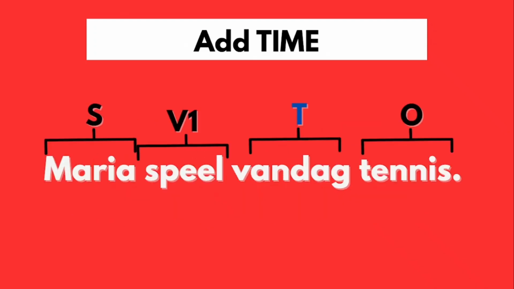Now let's add some spice to this. We're going to add time. So Maria speel vandag tennis. Lots of people are tempted to put vandag at the end, but that is not the correct Afrikaans structure. So regardless of how it sounds to you, this is the correct structure. It has to start with the subject and then verb 1. This is a sentence in the present tense. And then vandag, which is our time, and then our object is tennis.